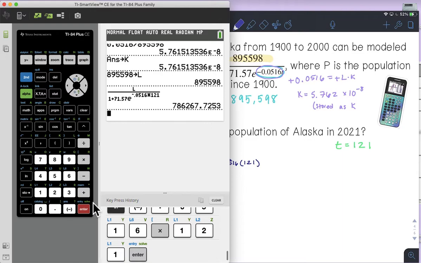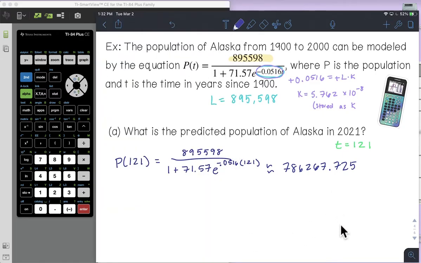So my predicted population is 786,267.725. That doesn't make sense, to have 0.725 of a person, so I'm just going to round that up. So that's going to be approximately 786,268 people.